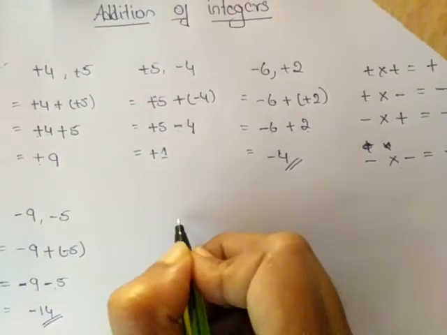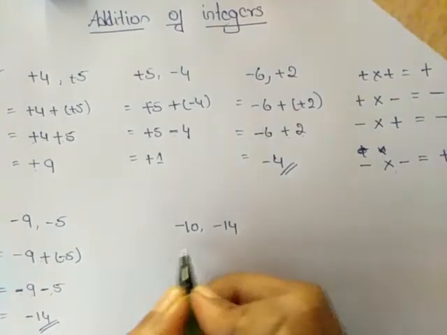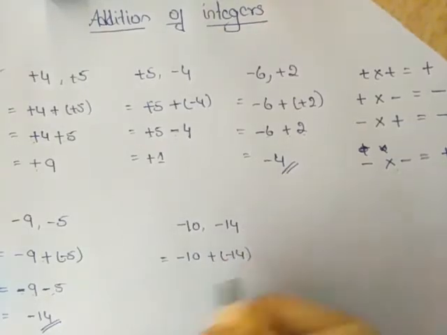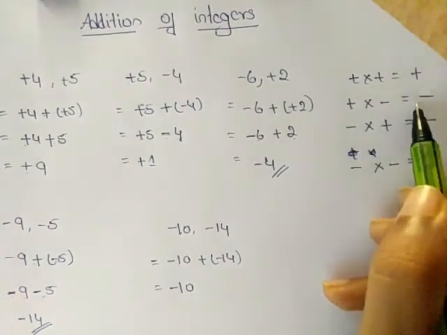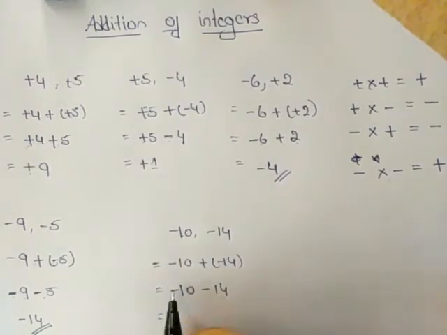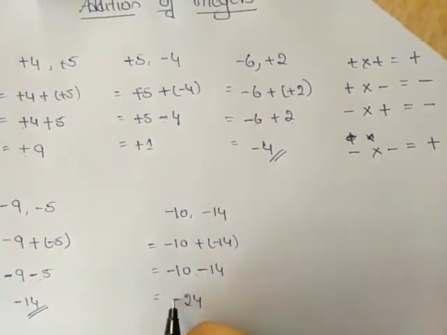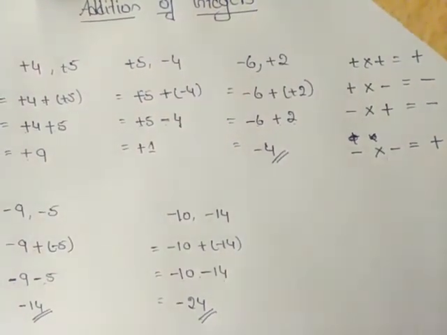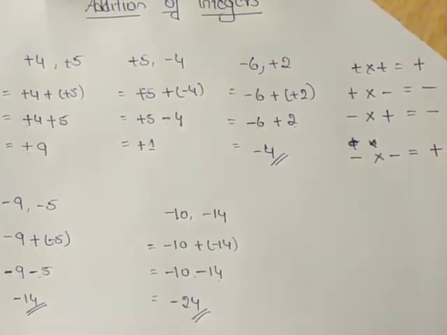Then some more example we'll take. Minus 10, minus 14. We'll add these two numbers. Minus 10 plus minus 14. Minus 10 plus into minus. Plus into minus, it is minus 14. Okay, we'll add these two numbers because they're having the same sign. It is 24. Then bigger number sign, it is minus, isn't it? So this is how we need to add two integers. Like this, we can also add 3 integers, 4 integers, some more integers.